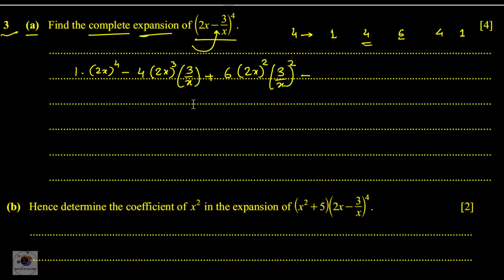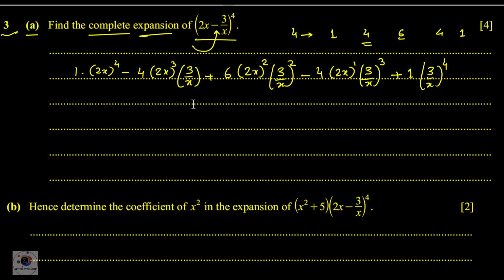Next is negative because of this sign, and the value is 4, and hence it is going to be 2x to the power 1, and this second term 3 over x to the power 3. And finally it is going to be positive 1, 2x to the power 0, so I'll not write, and hence it is going to be simply 3 over x to the power 4. So now we will simplify it.